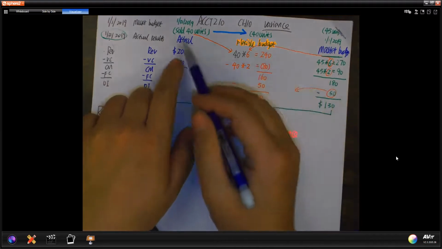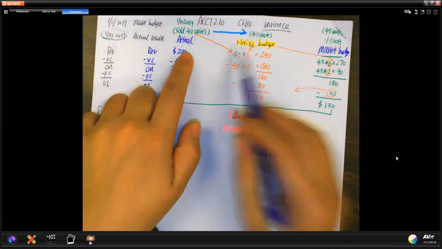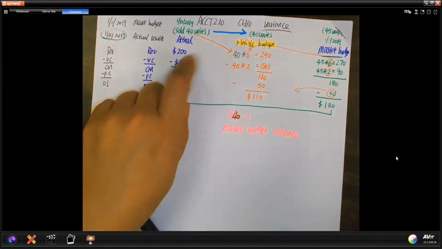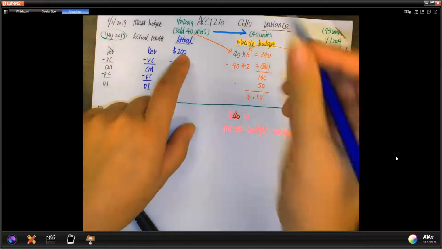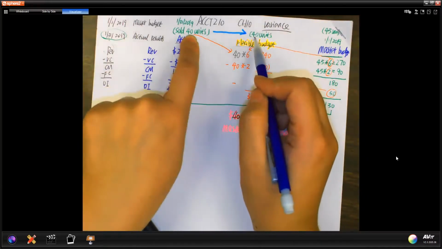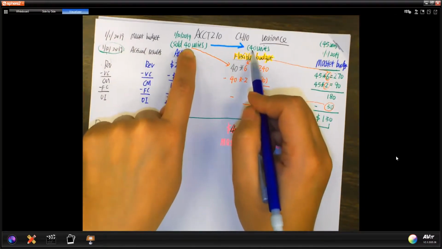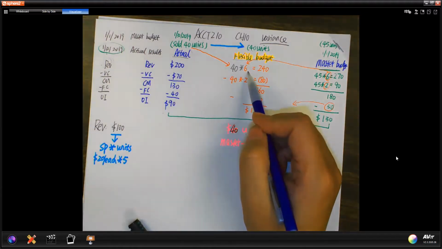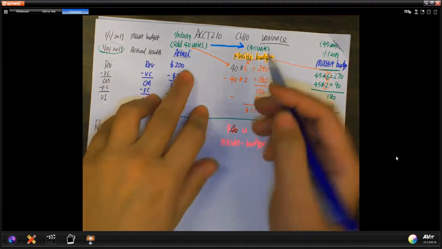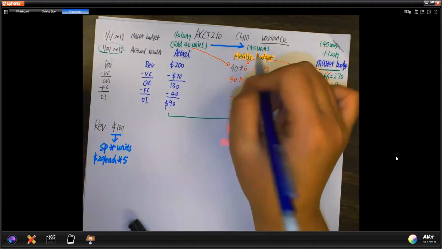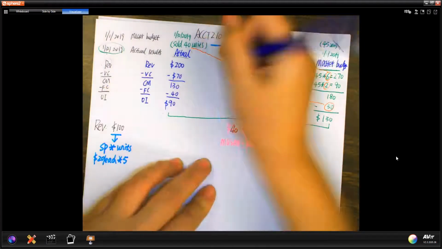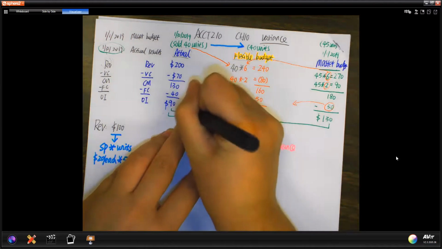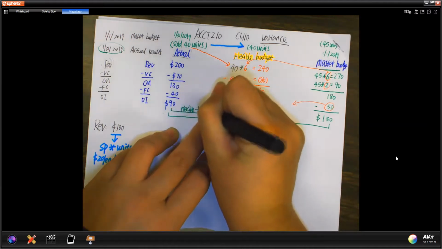So we look at your actual and your flexible budget. The difference between these two columns: they have the same units. They are all based on 40 units. The only difference will be the price. So we call the difference of actual and flexible budget the flexible budget variance.